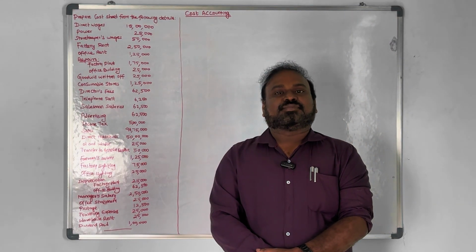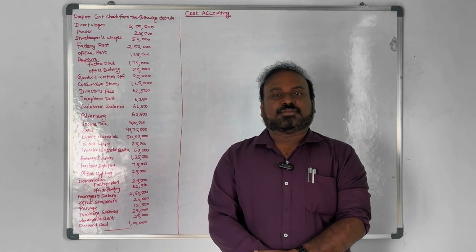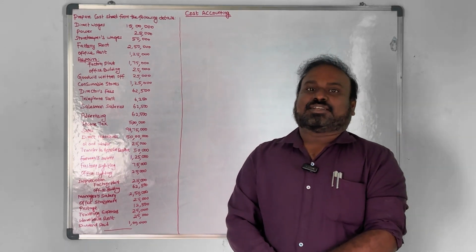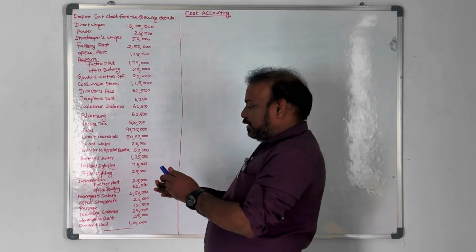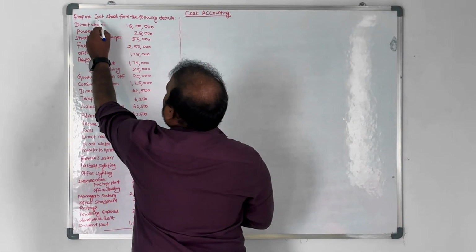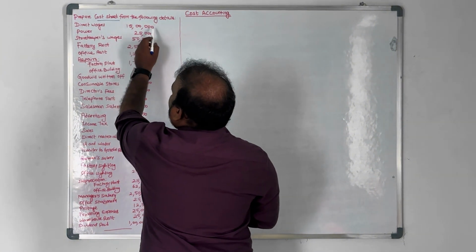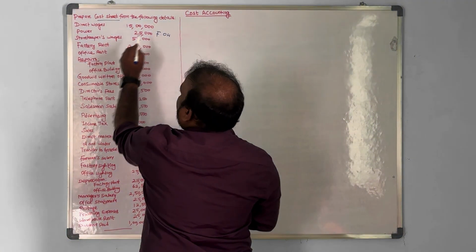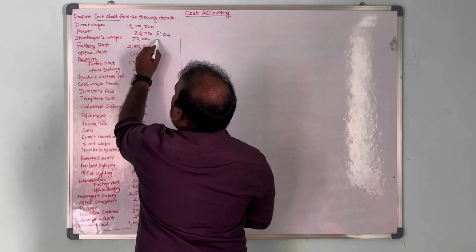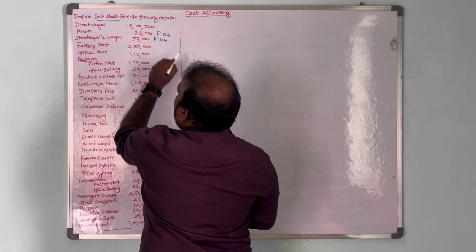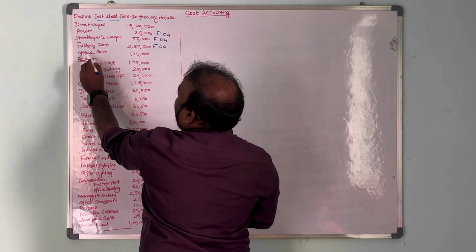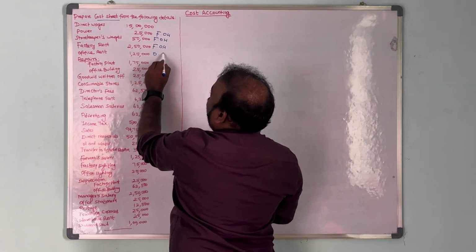Hello students, in this video again we are going to see an important problem in the chapter cost sheet in the subject cost accounting. Prepare cost sheet from the following details. Direct wages 15 lakh, power 25,000, it is factory overhead. Storekeeper wages, it is also factory overhead. Factory rent, factory overhead. Office rent, office overhead.